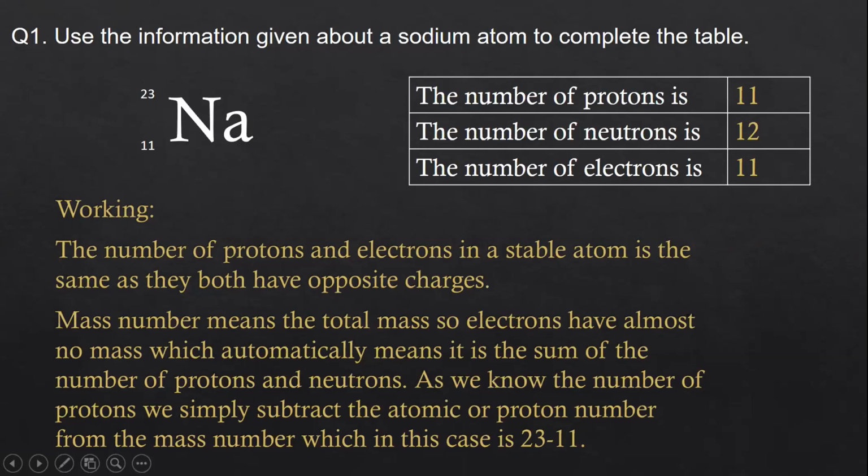Mass number means the total mass of the atom. Electrons have almost no mass, which means it is the sum of the number of protons and neutrons. As we know the number of protons from the atomic number, we simply subtract the atomic or proton number from the mass number, which in this case is 23 minus 11. And the answer is 12. Very good. Okay, so the number of electrons would be the same as the number of protons. Good job, Momina. Wonderfully done.